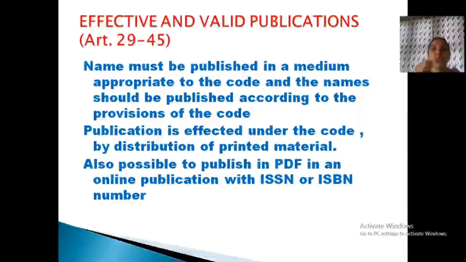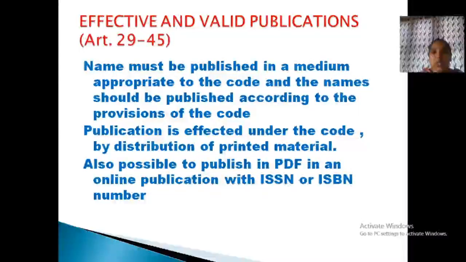So we discussed rank of taxa and the rule of priority. Now, the third important rule is effective and valid publication. It comes under Articles 29 to 45. This is very, very important. The name must be published in a medium appropriate to the code. Okay. So that's very important.